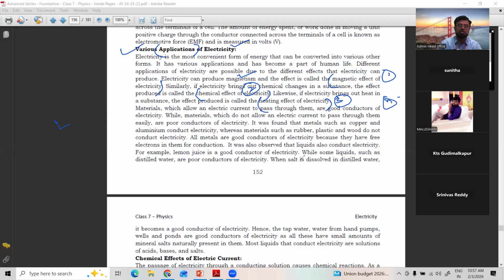All metals are good conductors of electricity because they have free electrons in them for a conductor. It was also observed that liquids also conduct electricity. For example, lemon juice is a good conductor of electricity, while some liquids such as distilled water are poor conductors of electricity. When salt is dissolved in distilled water, it becomes a good conductor. We can see the electrolysis process. You are learning from your childhood. Electrolysis, right? That we'll see next.